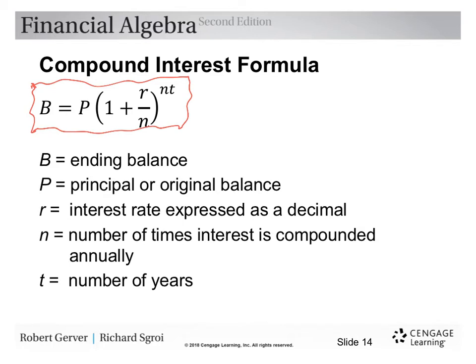Now, this formula allows you to calculate your balance for multiple years. Notice we've got a T up here. We've got NT. All right? If it's just 1 year, T is 1. But you could figure this out for like 3 years, 4 years, 5 years. So that's why we've added T up here.